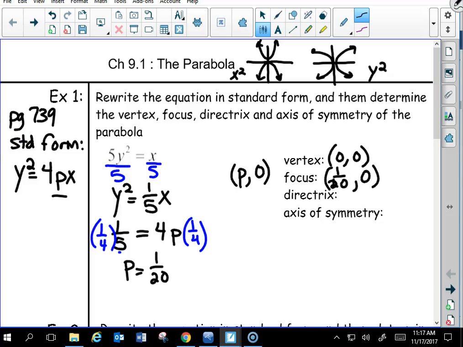There's our focus. I also refer you to the drawing to see what the focus has to do with our parabolas. There is another piece called the directrix, which is found at y equals -p. This is the equation of the line called the directrix. For our equation, it's going to be y equals -1/20. And the axis of symmetry will be the x-axis, because our vertex is at 0, 0. The equation for the x-axis is y equals 0.